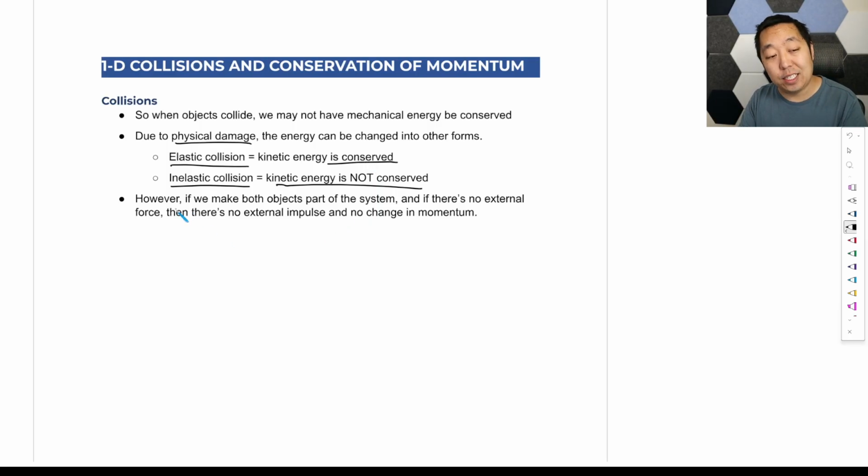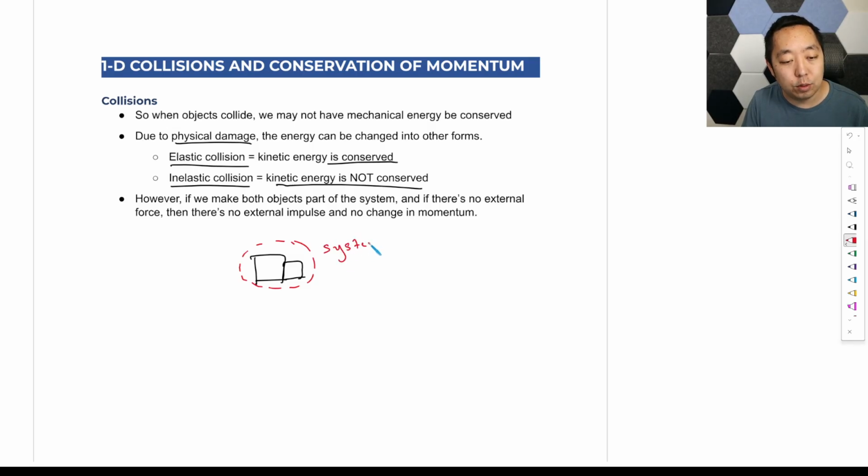So here's the big idea. If we make both objects part of the system, so let's say we have two blocks and they're going to collide, and we say my system equals two blocks, just like we did with work and energy when we defined a system, then any interaction between them coming together and hitting each other is internal to the system and is not part of the external impulse. When we think about this part here, this force is all the external forces, just like when we did work, it's the external forces to the system.